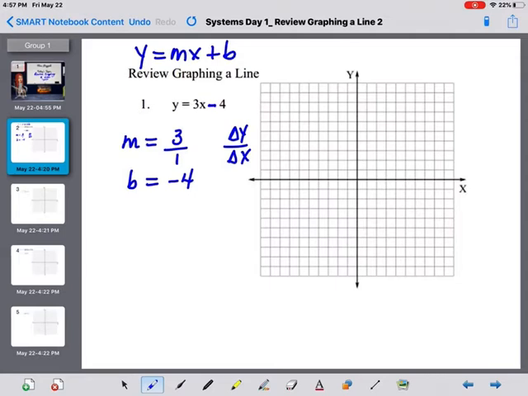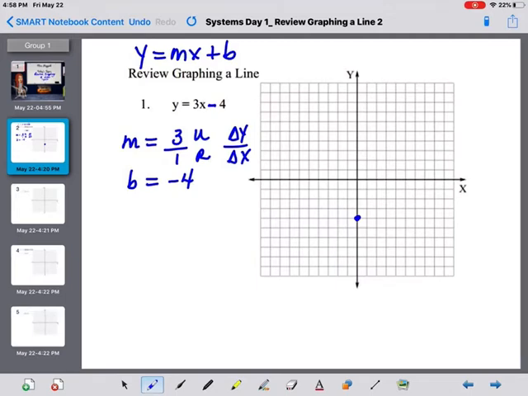So our first step in graphing this line is to plot our y-intercept at negative 4. And then from there, we want to apply the slope. So since the slope is the change in y over the change in x, and I have a positive 3 for the change in y, that would mean I would move up 3 in the positive y direction. And if I take a look at my change in x, which is the denominator, it's also positive, so I'm going to go to the right.